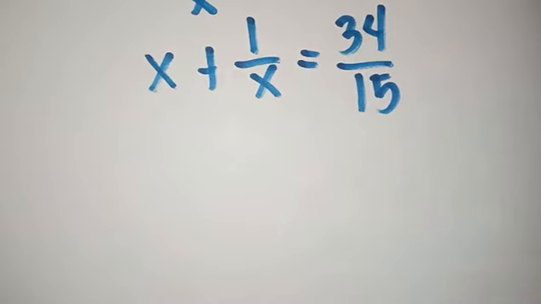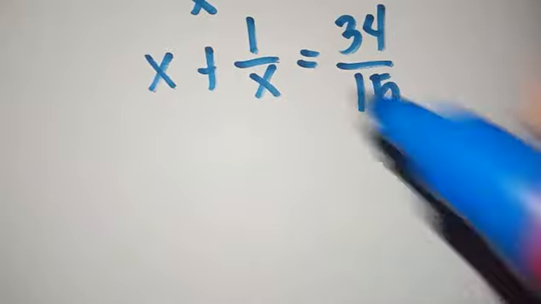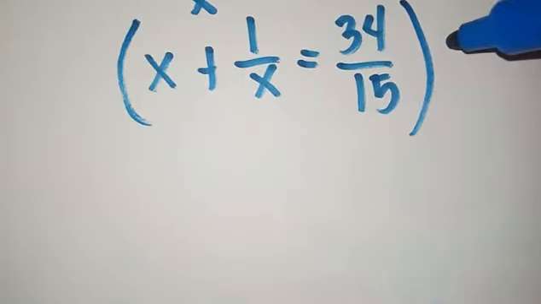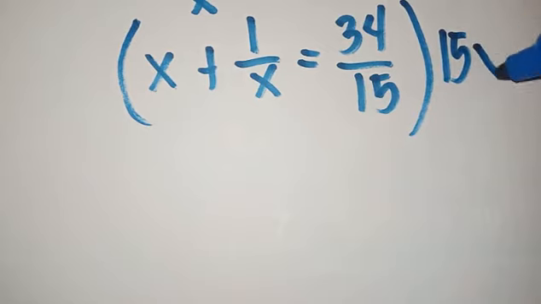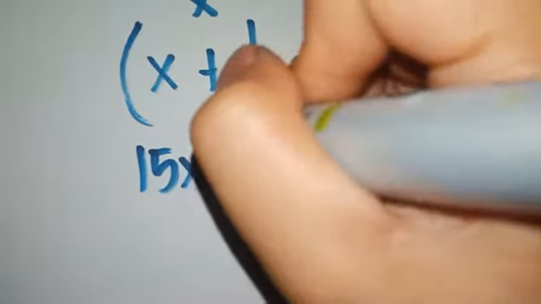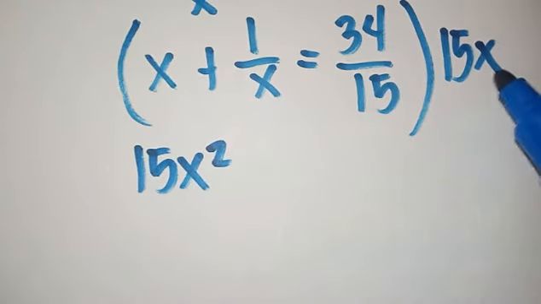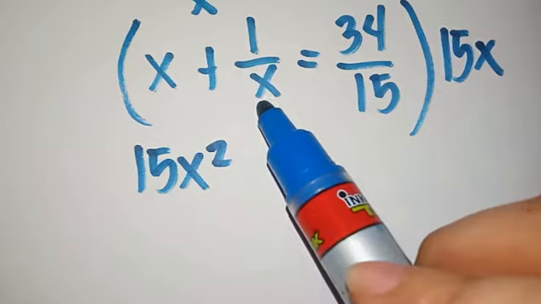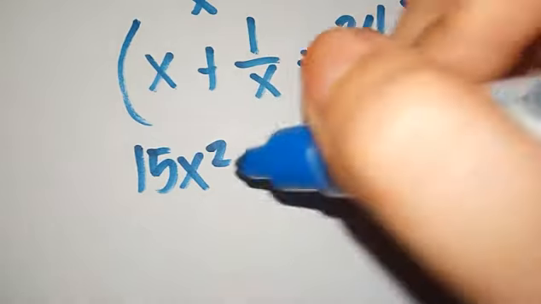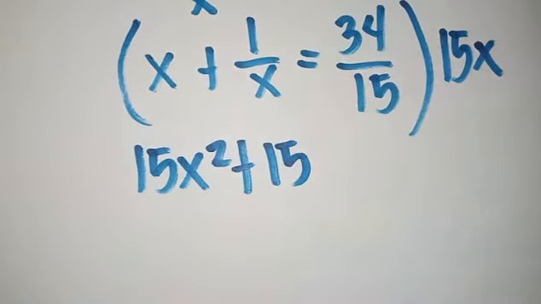So, para ma-solve natin ito, kunin muna natin yung kanyang LCD. And, yung LCD nito ay magiging 15x. So, i-multiply lang natin yung 15x sa ating equation. Okay, so we have now 15x times x will give us 15x squared. The next is 15x divided by x will give us 15. Then, times 1 will give us positive 15.